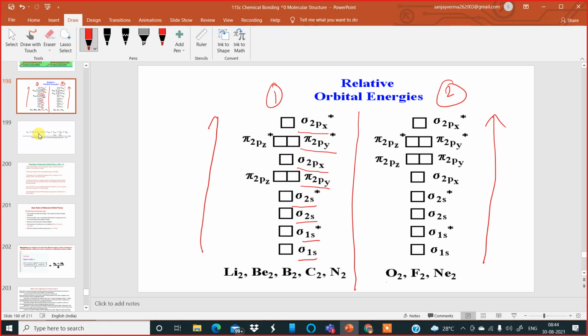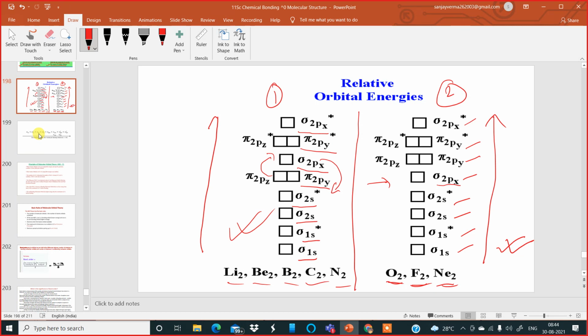For molecules like oxygen, fluorine and neon, the order is slightly different. This has gone up and this one has come down. Here you can see the sigma 2px orbital has come down. So the order is sigma 1s, sigma star 1s, sigma 2s, sigma star 2s, sigma 2px, pi 2py, pi star 2py, then sigma star 2px, and so on. So this is the relative order of energies of the molecular orbitals. You have to learn this for lithium, beryllium, boron, carbon, and nitrogen molecules. You remember this order, and only for oxygen, fluorine, and neon you remember the other order.